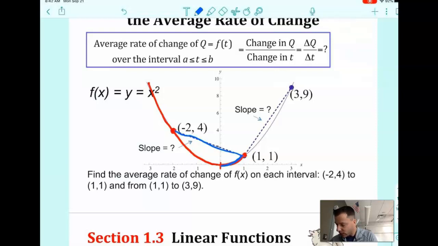The rise and run. We're going to go from 4 to 1, so that's down 3. Right, and from -2 to 1 is +3. So it's down 3, right 3. So your slope here is -1. So the slope there is -1.